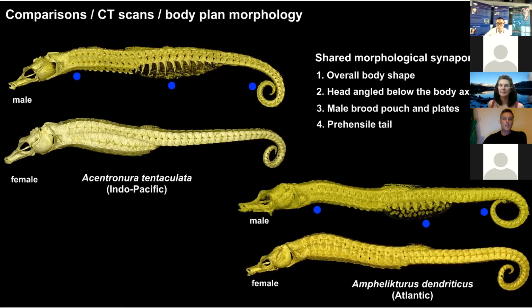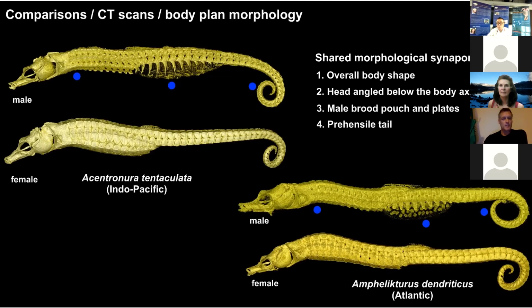So here you can see the overall view of the body plan in Acentronura and in Amphelikturus. Top left, you see a male and female Acentronura tentaculata. And I'm going to focus on this species because the other 2 members in this genus are very similar. And in the bottom right is Amphelikturus, male and female. They share overall body shape. They share head angle below the body axis. Both genera have male brood pouches and plates, which is remarkable, and a prehensile tail.